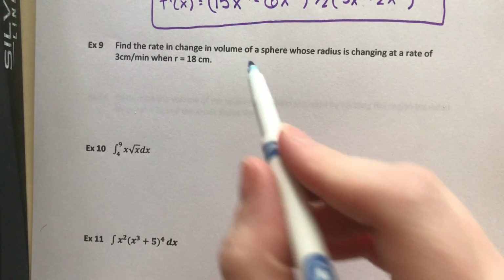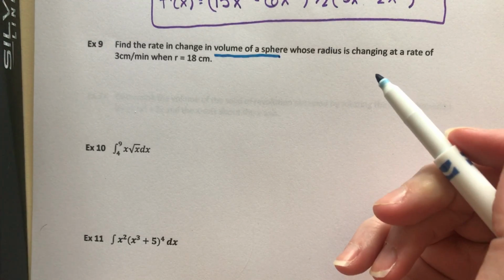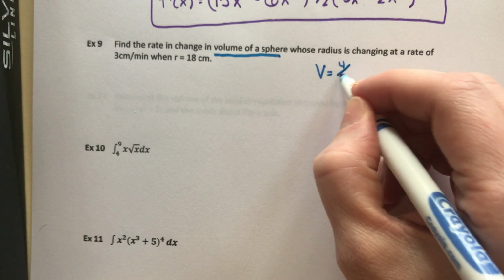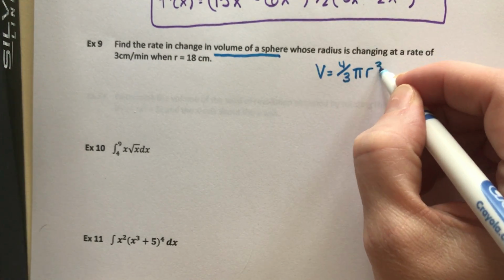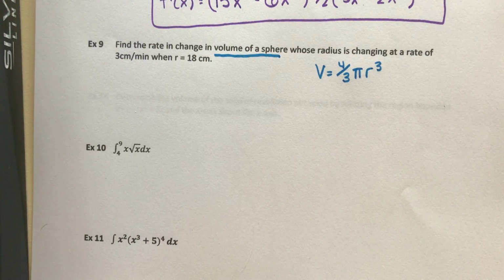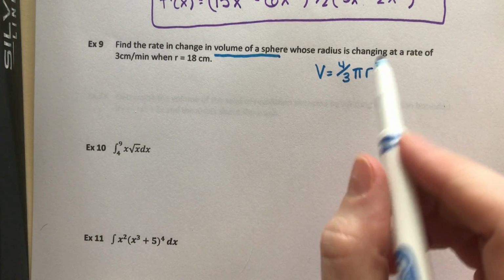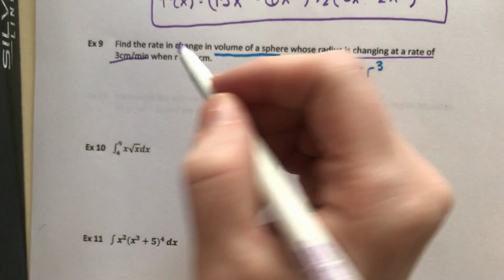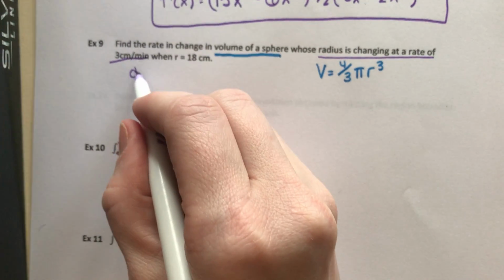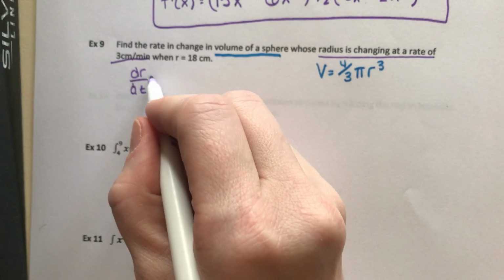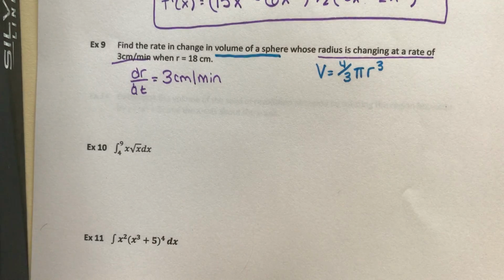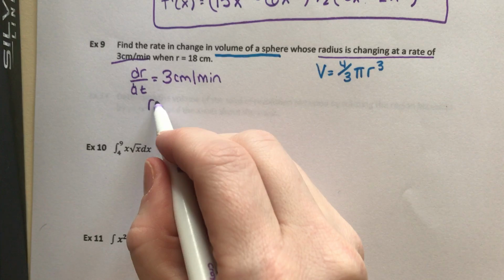So we're talking about the volume of a sphere. So I need a formula for the volume of a sphere. So that is volume equals 4/3 pi r cubed. Okay, so I also am given the radius is changing at a rate of 3 centimeters per minute. So that is dr dt. The rate equals the derivative. So that's 3 centimeters per minute. Okay, so when r equals 18, so r is 18.